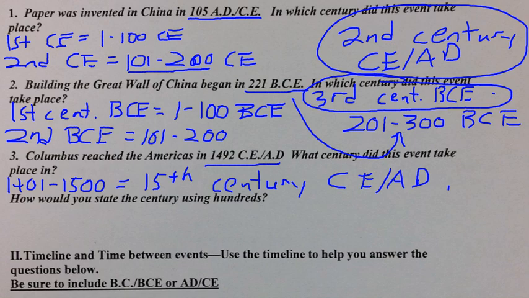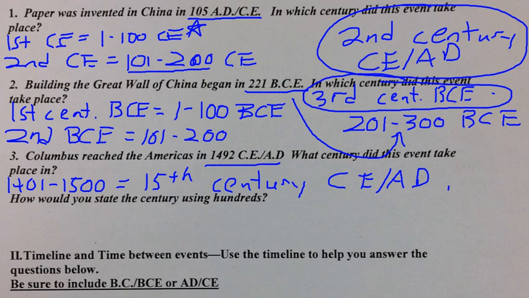Now, if you're not seeing why that's the 15th century, I want you on a sheet of your own paper to extend what we did up here in question 1 from the 1st century. I want you to write out the years that are contained within every century all the way down to the 15th century, and hopefully that'll show you why. If not, I want you to see me in office hours on Tuesday or ask me individually on Monday how to do this problem. Part 2 of question 3 says, how would you state the century using hundreds?